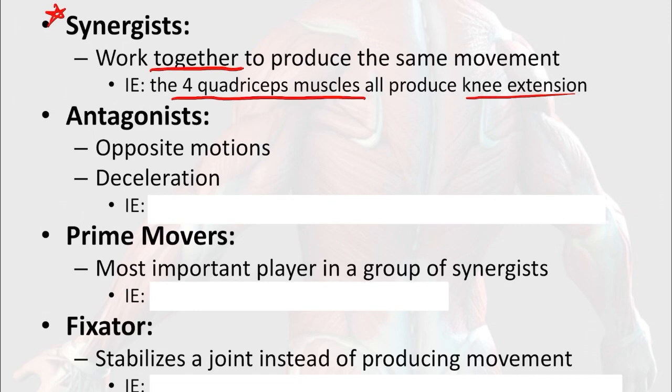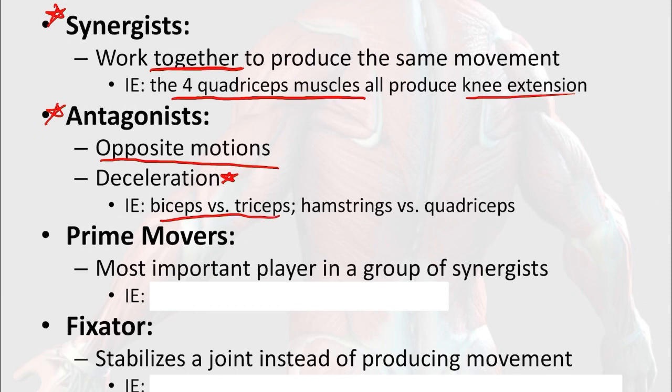Second one are called antagonists. This is the exact opposite of synergists. These produce opposite motions. They're also helpful for decelerating joints, and we'll talk more about that later. The example here would be the biceps versus the triceps, right? Your biceps flex your elbow, triceps extend your elbow. They do the exact opposite action, so those are called antagonists. Secondly, hamstrings versus quads, right? Hamstrings are knee flexors. They bring your heel up towards your butt, whereas the quadriceps do the opposite. They extend your knee. Okay, so those are 2 terms to remember.